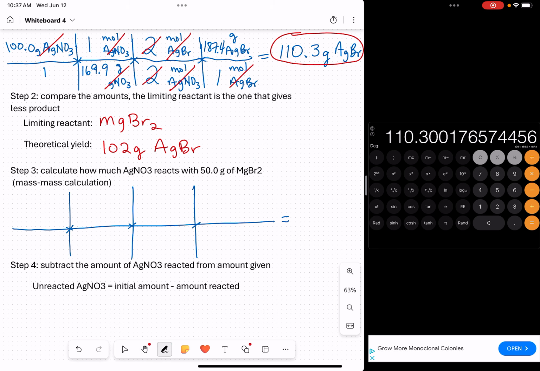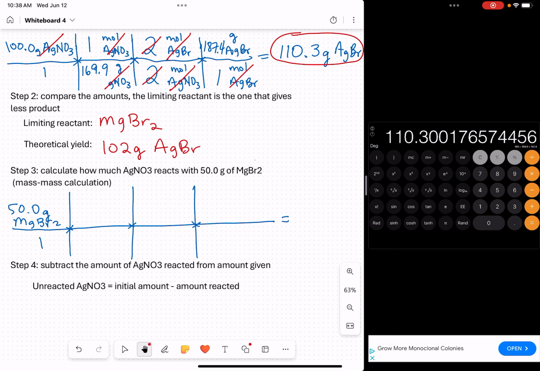is I need to go from grams of magnesium bromide to moles of magnesium bromide, then to moles of silver nitrate, then to grams of silver nitrate. So it's just like we did above with the product, but now we're using the other reactant. So I'm starting with 50 grams of one reactant, which is my magnesium bromide.